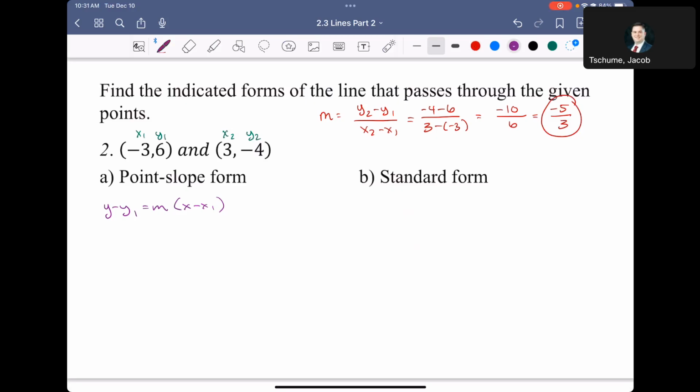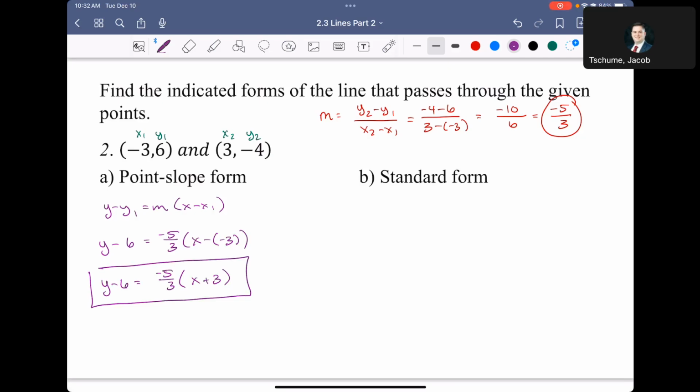So we've got our x1, y1, and we have our m, so let's plug them in. That would be y minus y1, or y minus 6, equals our slope of negative 5/3 times x minus my x1, which is negative 3. Now, one thing we never want to leave in our point slope form is a double negative. So this will be y minus 6 equals negative 5/3, and a double negative just becomes positive. And that is going to end up being your point slope form.